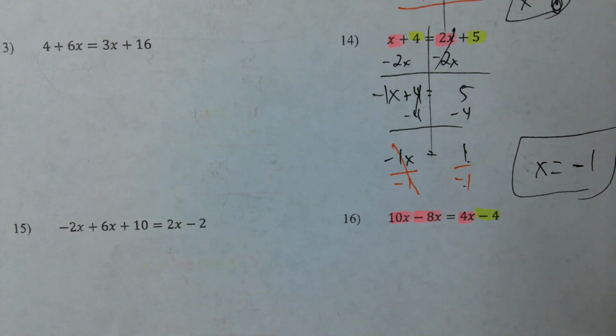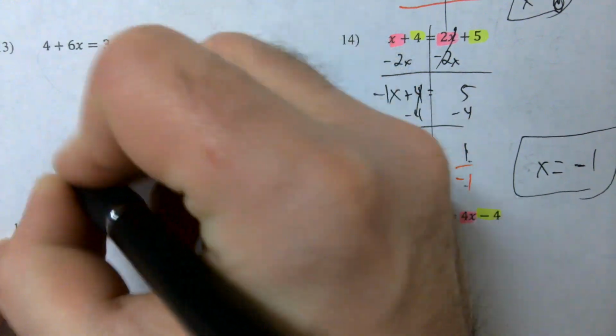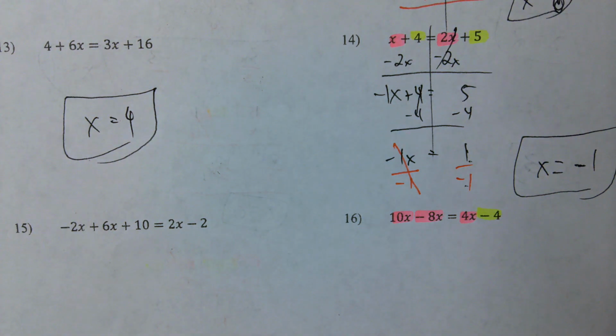So essentially what we did is we took the negative that was in front of our x and we threw it over to the other side, making whatever number we had flip the sign. So that positive 1 became a negative 1. We get x equals 4 for number 13.